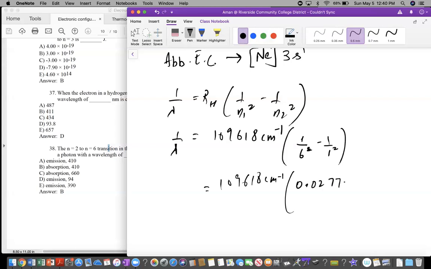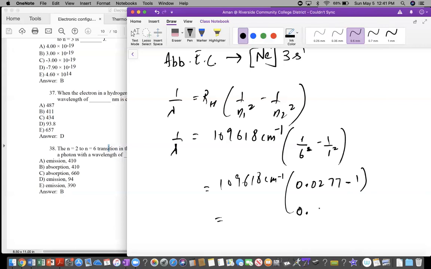0.0277 and repeats. What number is this? This is number 37. And 1 over 1 squared is 1. So you see how my number is going to be negative right now? I'll just ignore the negative. That's all we're going to do. This number is negative, but I'm going to ignore the negative.